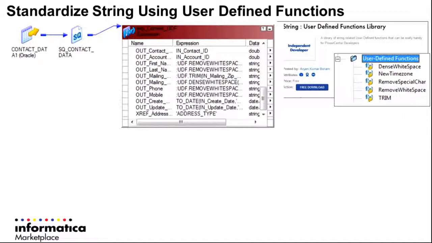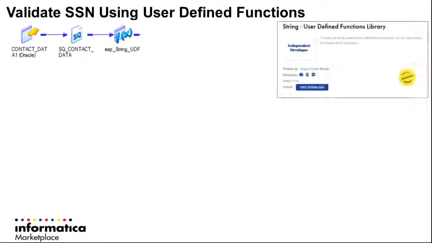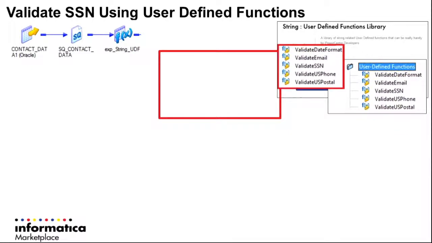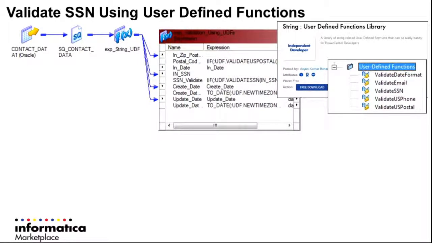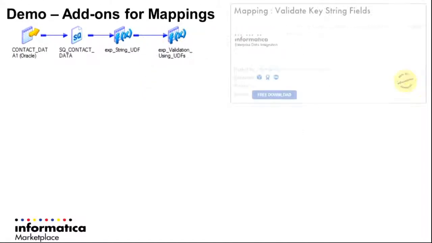So now that we've standardized some of our strings, and removed some special characters and white spaces, the next step is to validate some of our standard fields. Social security number, for example, phone number, postal codes, these sorts of data fields that have very standard formats that need to be in that format for us to ensure that they're valid. You can pull a sample mapping right from the Marketplace that has all these functions predefined, and you can put them right into your mapping and eliminate the need to recreate some of these functions.